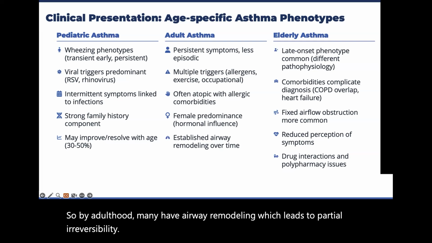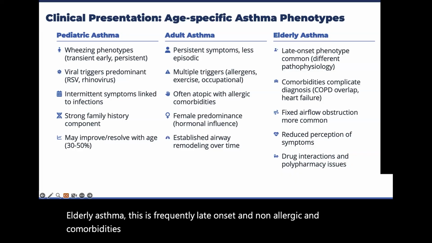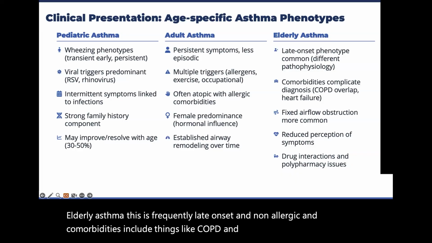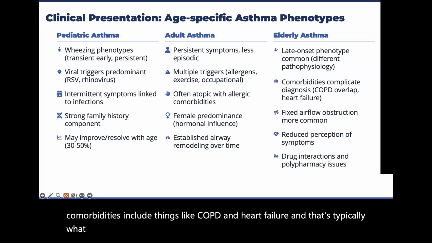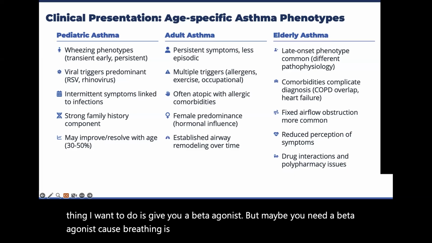Elderly asthma, this is frequently late onset and non-allergic. And comorbidities include things like COPD and heart failure. And that's typically what obscures the diagnosis. Because, oh my, you're in heart failure. The last thing I want to do is give you a beta agonist. But maybe you need a beta agonist, because breathing is very important, we've come to learn.